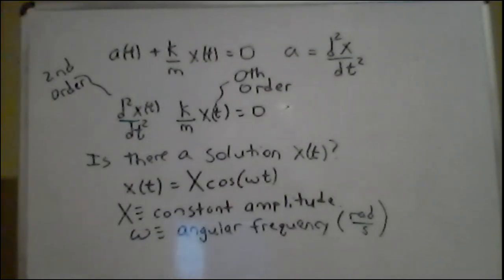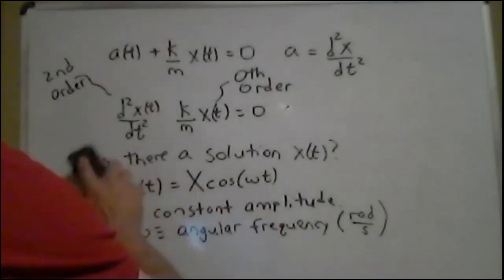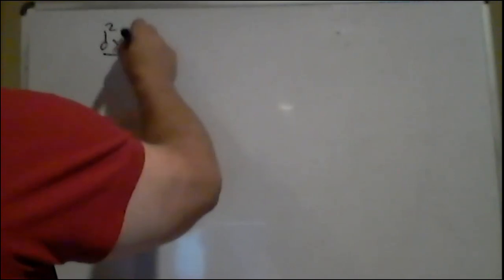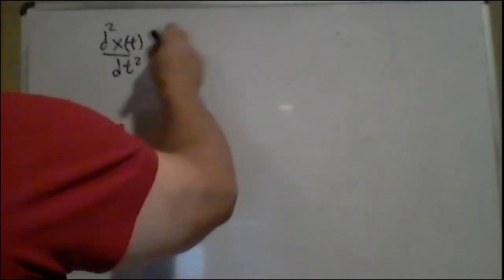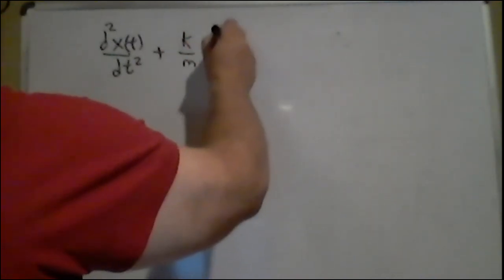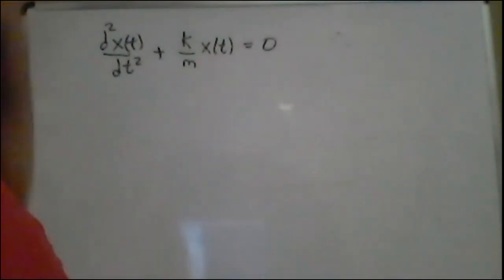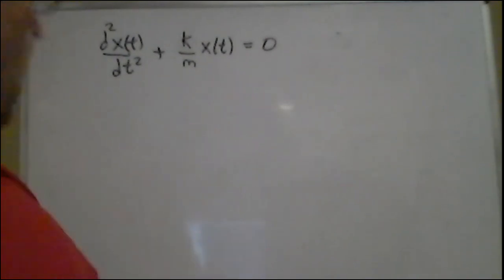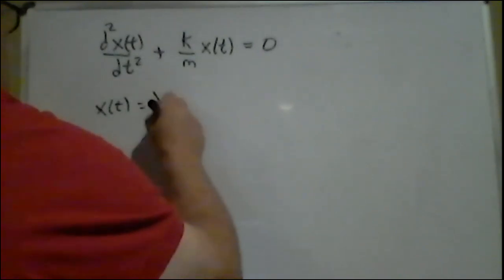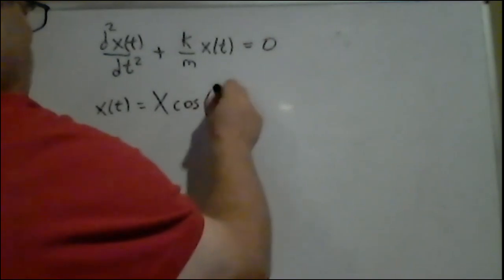So what does this mean? Let's rewrite this solution. Let's put everything together. In general, the differential equation of the mass on the spring looks like this: the second derivative of x as a function of time plus k over m times x as a function of time equals 0. So we have this complicated differential equation, and I asked the math department, hey, is there an answer? Yes, there is. x as a function of time is capital X cosine of omega t.